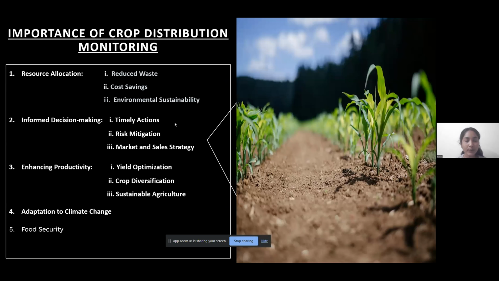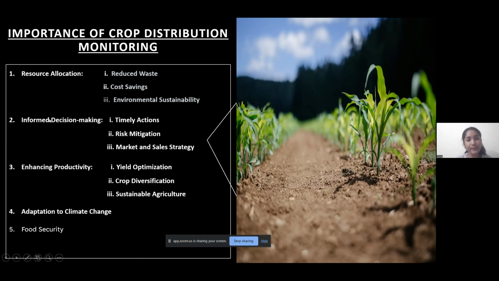So the first importance is resource allocation. Resource allocation based on actual crop distribution minimizes waste, ensuring that resources are not overused or underutilized. Then it is cost saving, as resource allocation reduces input costs, improving the financial viability of farming operations. And it also helps in environmental sustainability, as minimizing resource use through precise allocation supports sustainable and responsible agricultural practices, reducing the environmental impact of farming.